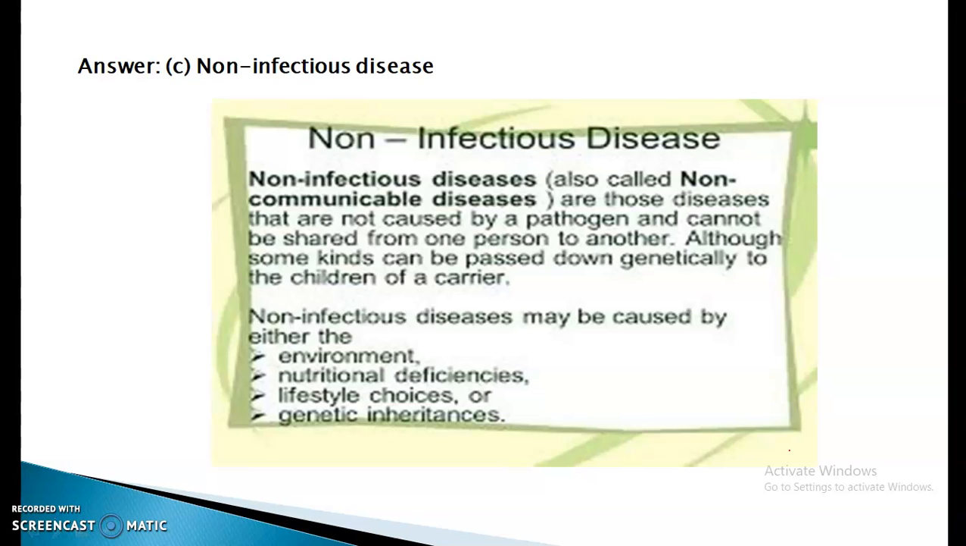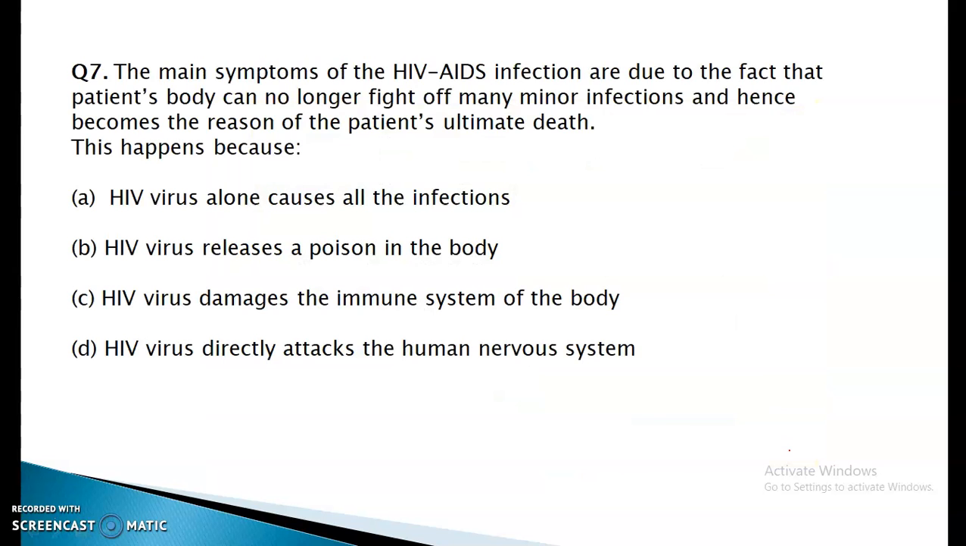Then certain nutritional deficiencies. Just like if somebody is having low content of hemoglobin, they may suffer from anemia, but that is a non-communicable or non-infectious disease. Then we have lifestyle choices, it also depends on the sort of lifestyle we have. Then the genetic inheritances. Moving forward, we have question number 7.